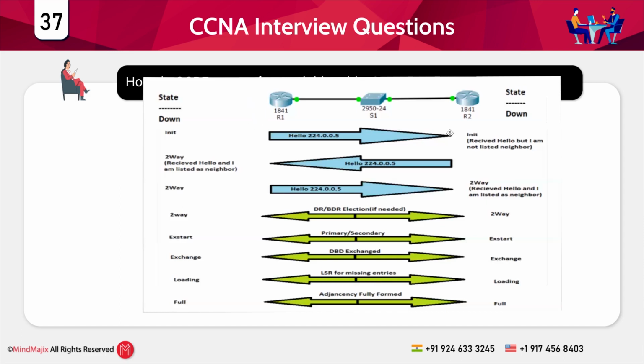At the end, they both will have the same state of LSAs, meaning LSDBs will be the same on both routers, and that will be considered the full state. They form a full adjacency with each other. So this stage is the neighbor relationship, and this stage is the fully adjacent formation of the neighbors.